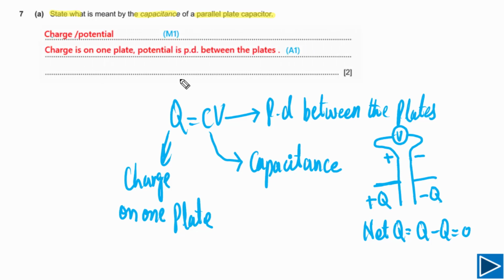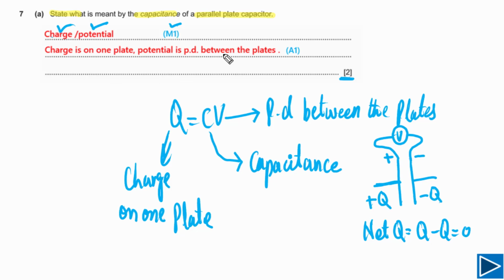Let me explain to you how you can write a proper answer to get 2 marks for this question. In your answer, the first thing you need to mention is that capacitance is equal to charge over potential. You can also say charge over potential difference. If you have mentioned this in your answer, you will get 1 mark, and this is an M mark. It means that it must be in your answer.